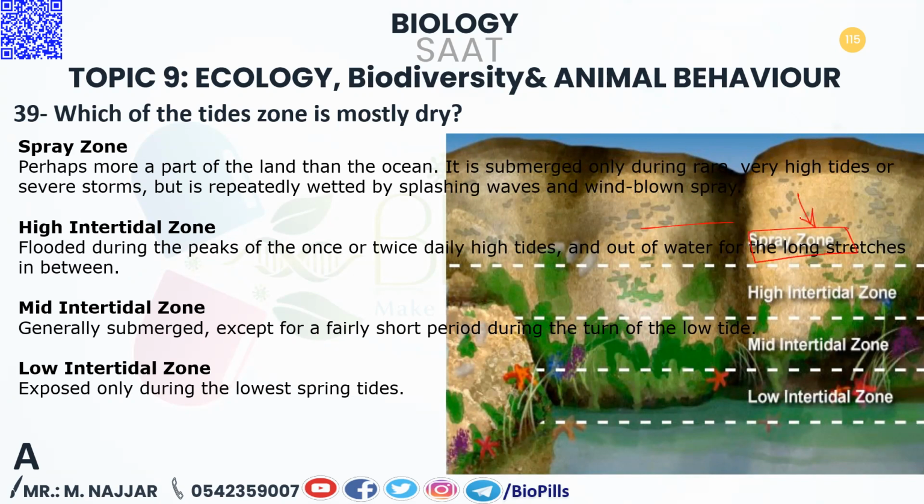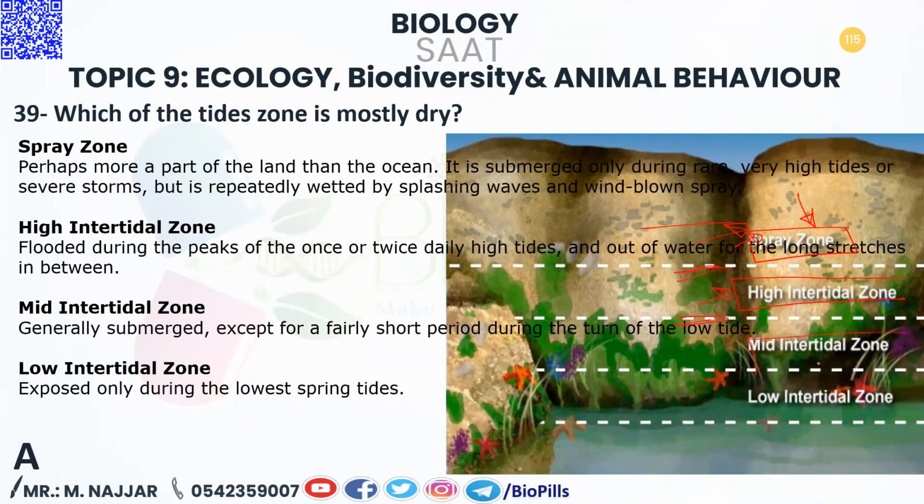It is actually perhaps more a part of the land than the ocean. Why? Because it is submerged only when there is a very high tide or severe storms, but repeatedly wetted by splashing waves and wind-blown spray. That's why it's known as the spray zone. Then we have the high intertidal zone. It is flooded during the peaks of the ocean tides, maybe once or twice daily, when there are high tides, and out of water along the stretches.